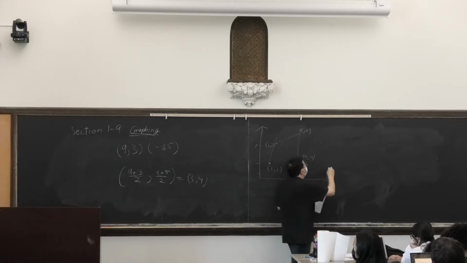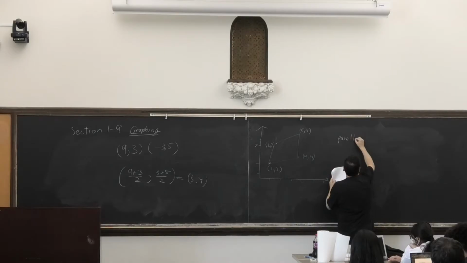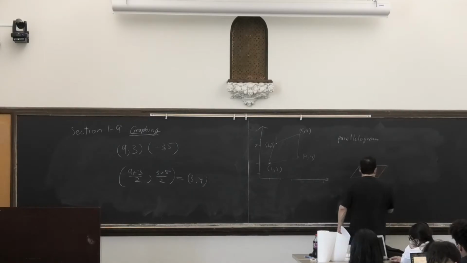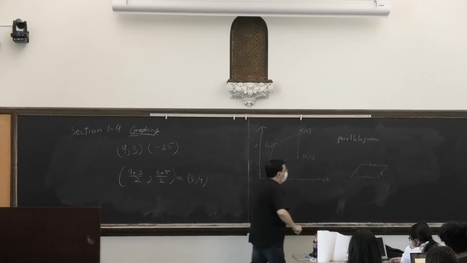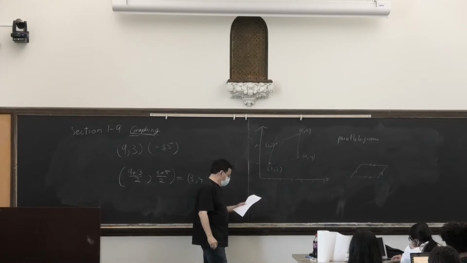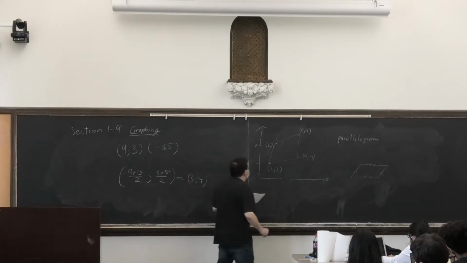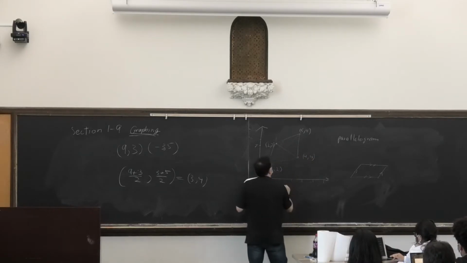these points might be the vertices of a parallelogram. Recall what a parallelogram is. It's a four-sided object, a quadrilateral, where the opposite sides are parallel. You might draw it like this. And there's a theorem from geometry that says you have four points that form a parallelogram.